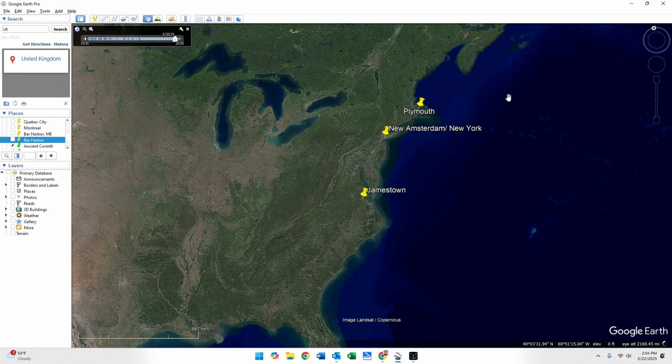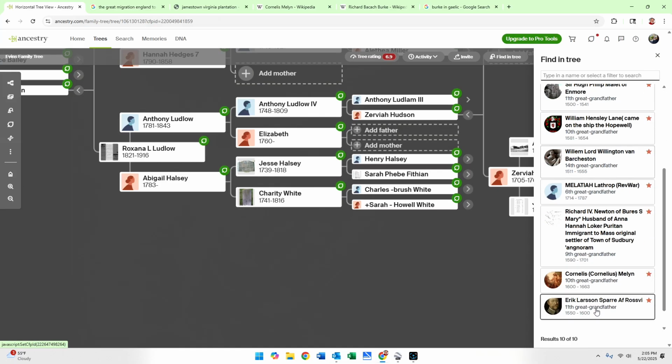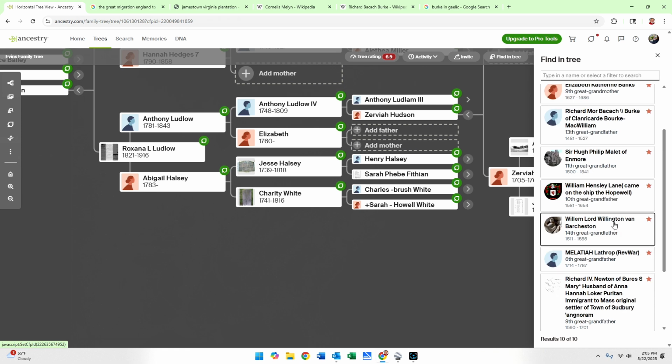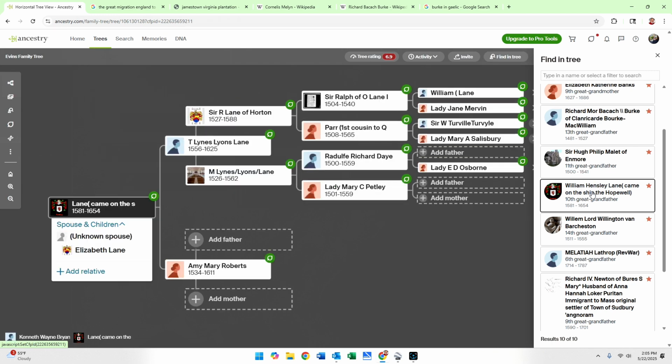Okay? Well, what about Plymouth? We didn't have any of the original pilgrims from 1620, but we did have one that was there not soon after. So the one we just saw, Cornelius Mellon, is our 10th great-grandfather. A similar one, another 10th great-grandfather, so about the same time, again in the 1600s, is William Hensley Lane.